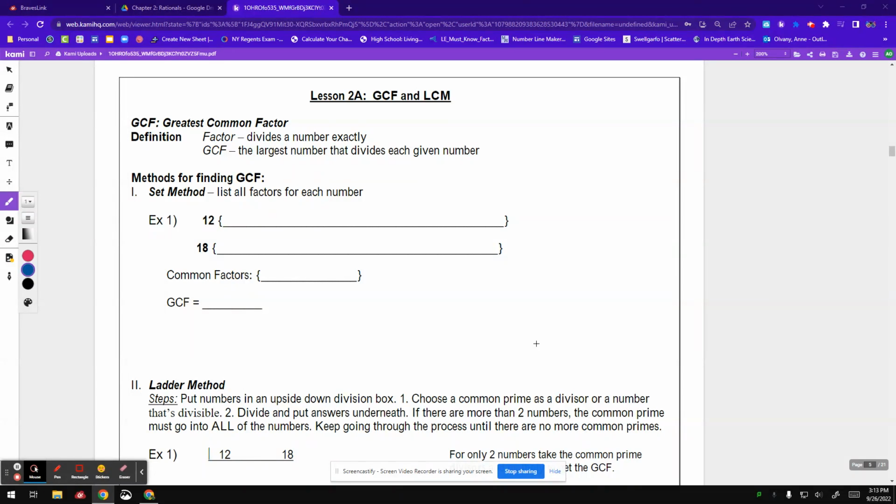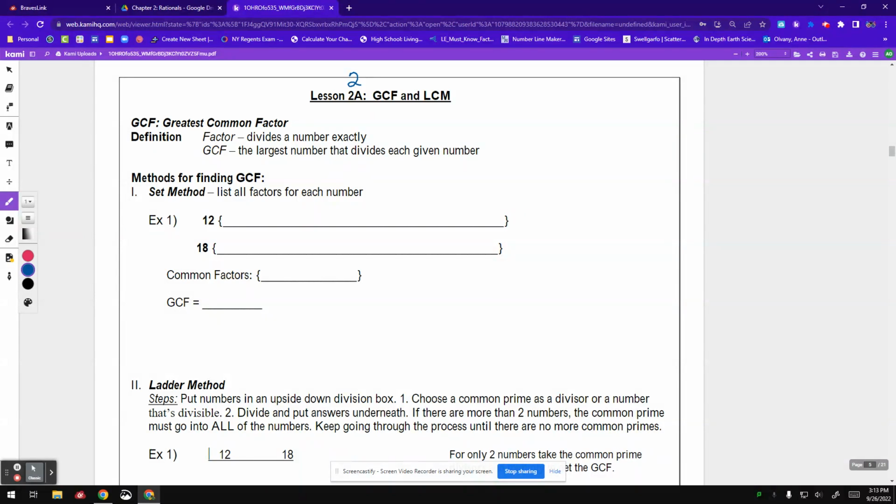So here we are at Chapter 2, Lesson 2A. Some of your things might just say Lesson 2 because there's a 2A and a 2B, but sometimes it just says 2 and 2B. So don't be confused by that, or try not to be.